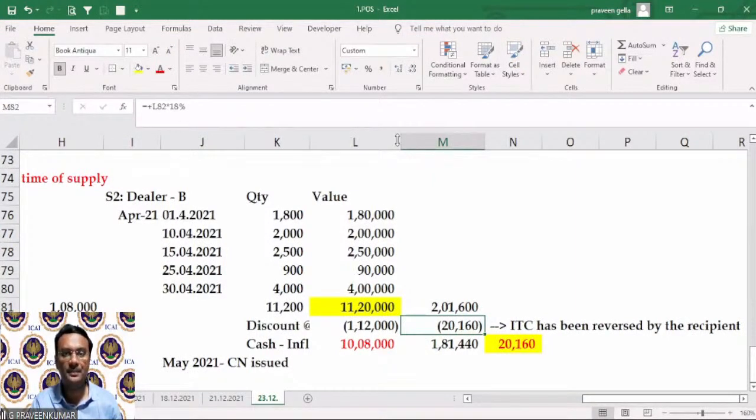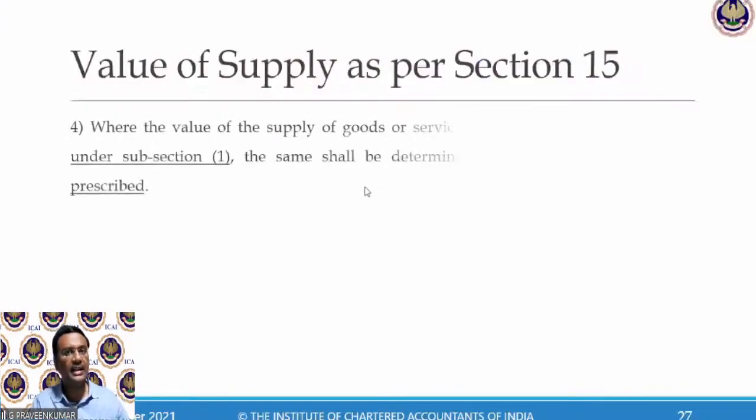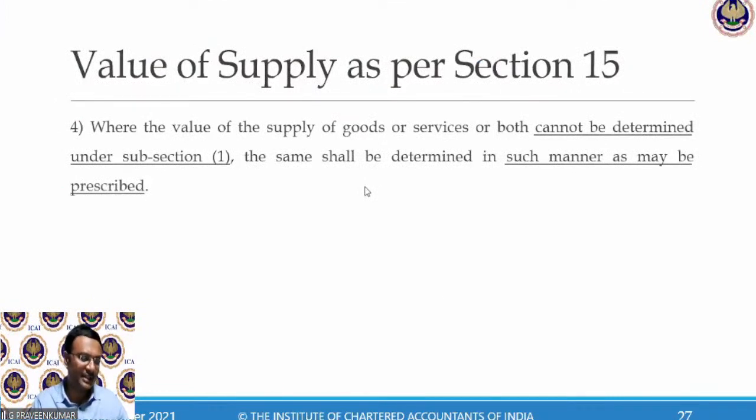Coming back, let me go back to the presentation. Value of supply, subsection 3, in detail we have discussed. Now we will move on to subsection 4. If value of supply cannot be determined under subsection 1, then it is as may be prescribed.